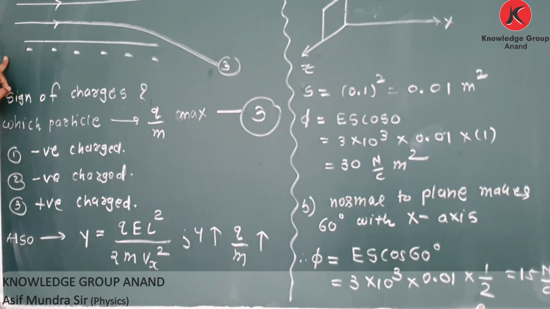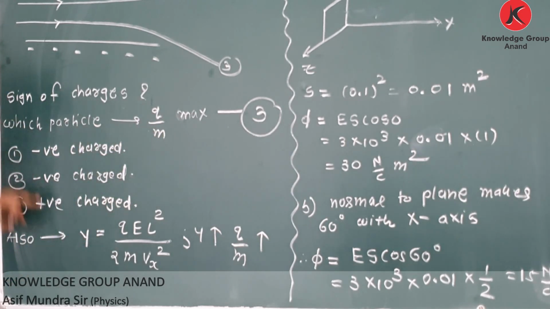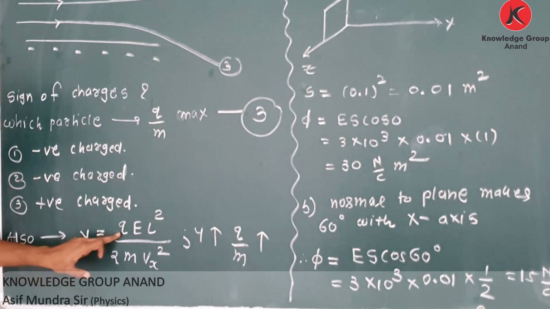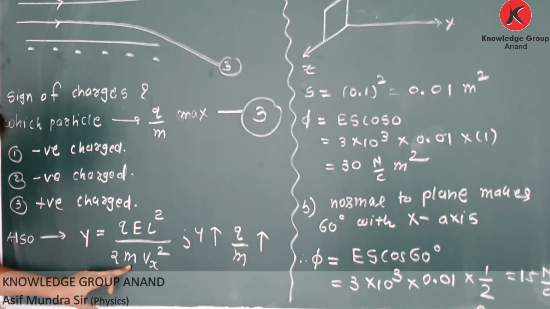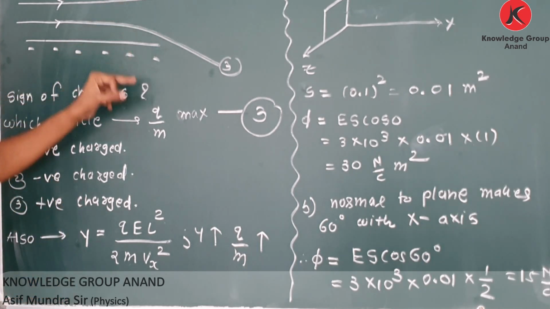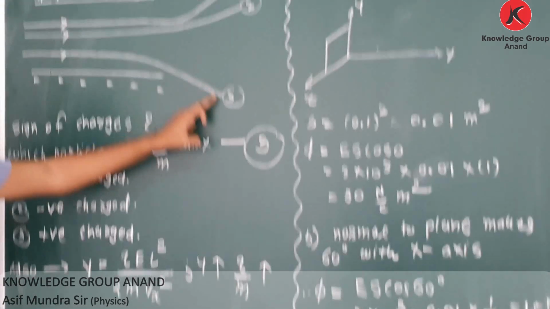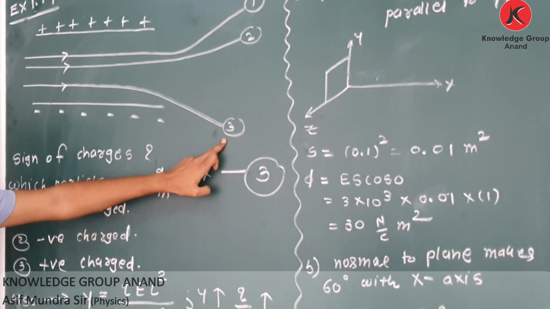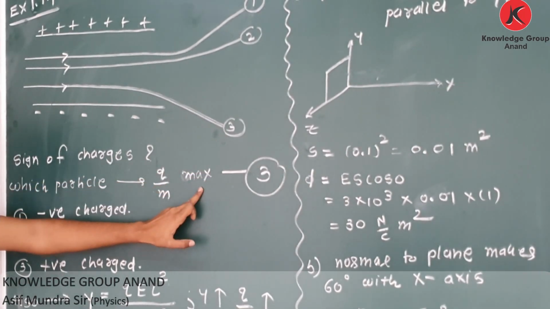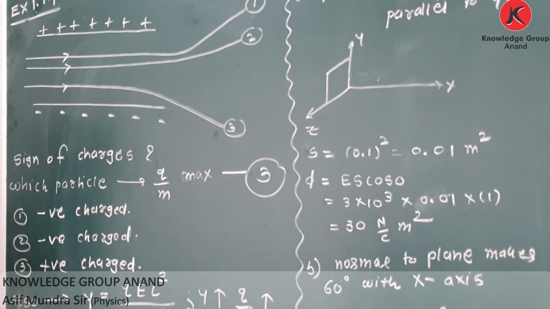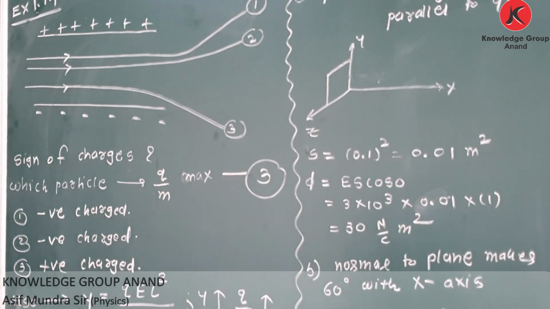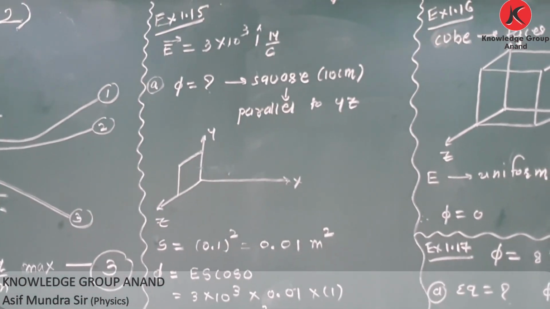Next question is again how to find which Q upon M ratio is maximum. We know this equation: y is equal to Q E L square upon 2m Vx square. Q upon M is directly proportional to y. So if y is more, the Q upon M ratio is also more. From the figure we can say for this third charge the deflection is maximum, so for this third charge the Q upon M ratio is also maximum. Clear? Now the next question, exercise 1.15.